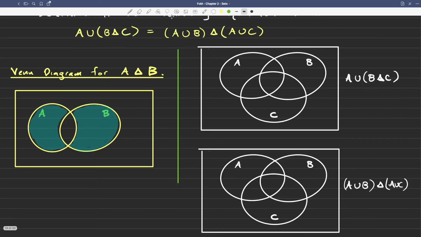Okay, so basically I just want to do the shading. For the first one, I'm going to first do the shading for B triangle C. According to the picture on the left, if I just apply that to B and C, I would get these two lune-shaped regions, like here and here. All right, so there's this much of it. That's the symmetric difference of B and C. And then I just want to union that with A.